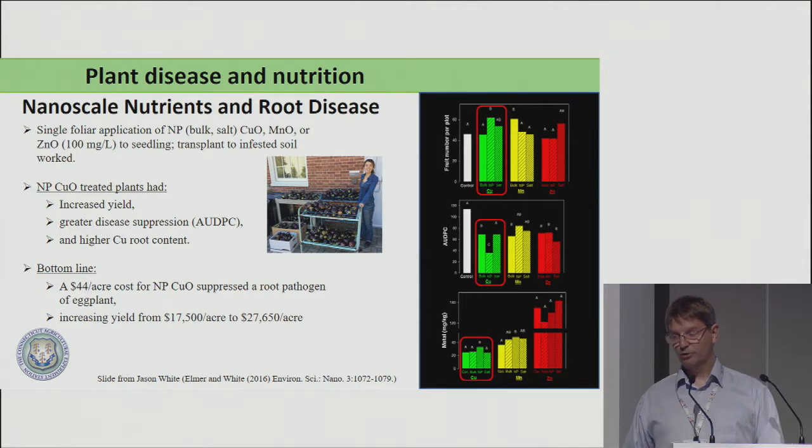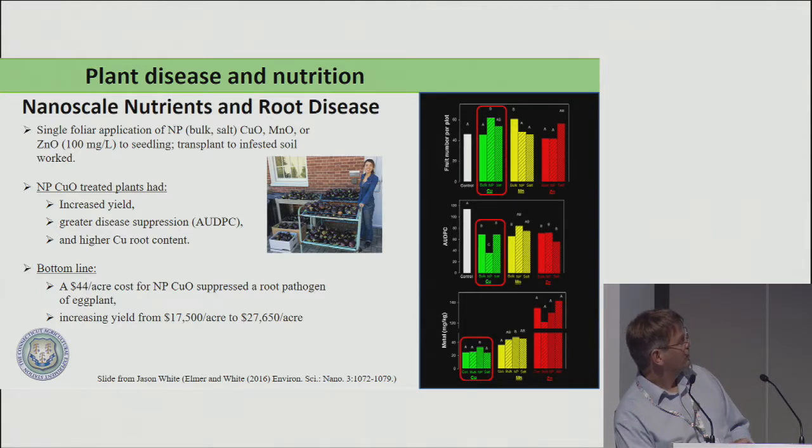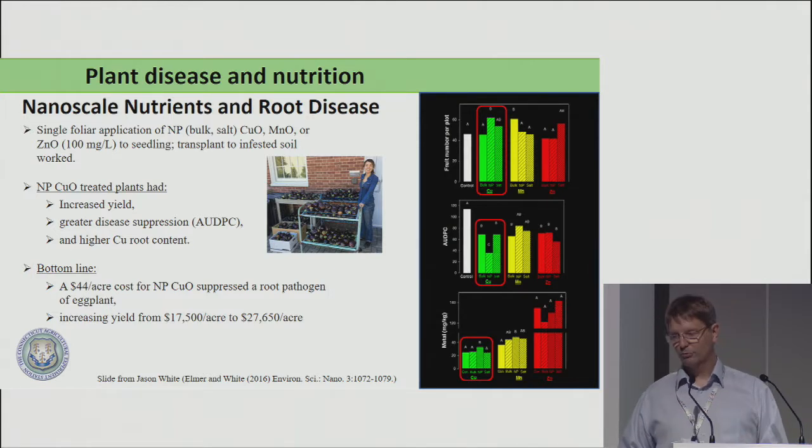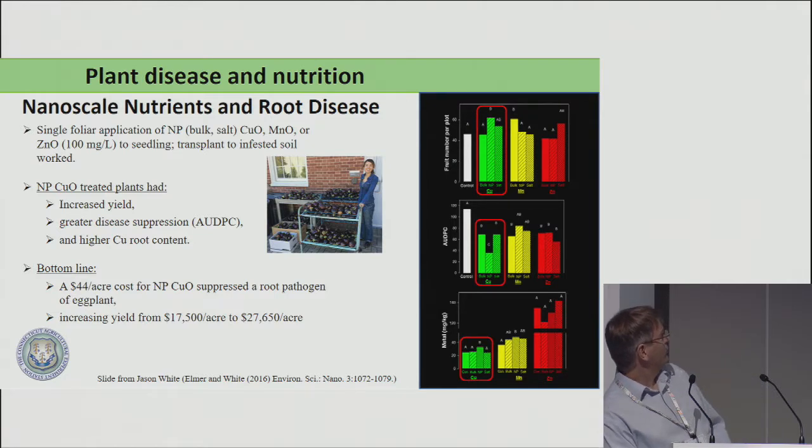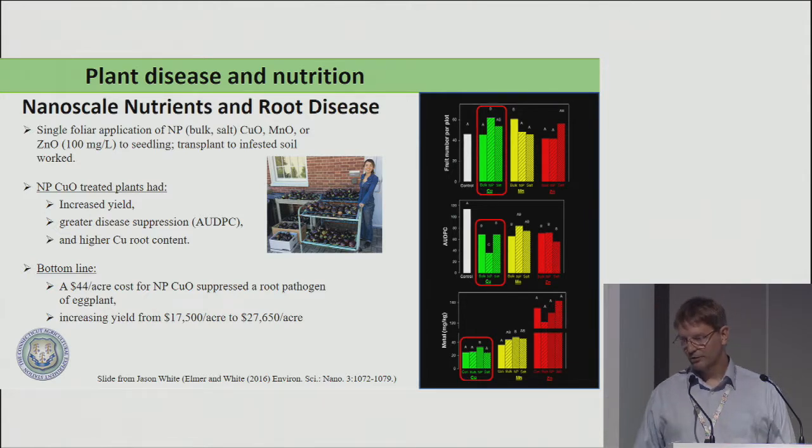They had greater disease suppression. So you can see here that the nano form has the lowest area under the disease progression curve, and you can see the yield being higher than in most of the other cases. You can also see that in the root the copper is increased, although it's only applied topically on the plants. So for a small application on the plant, so where you wanted it, not putting loads in the soil, they calculated that for $44 an acre, they could increase the yield about 30% in value.